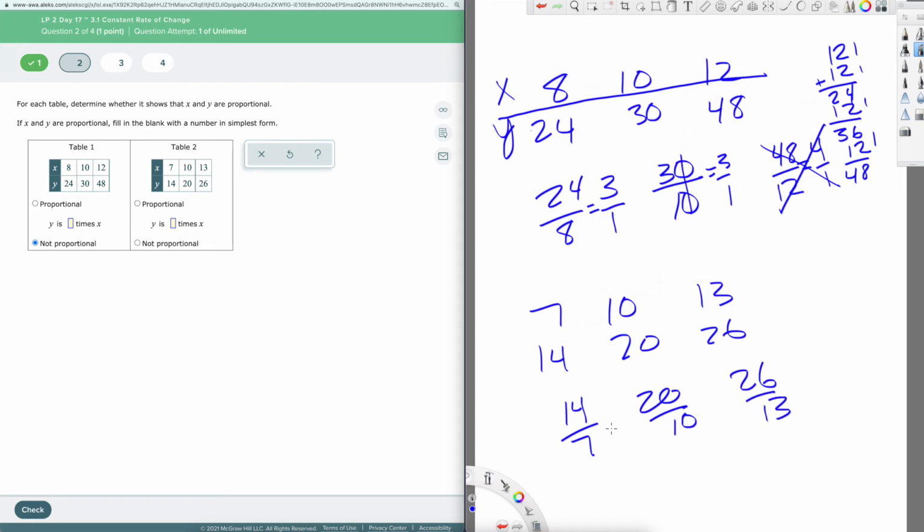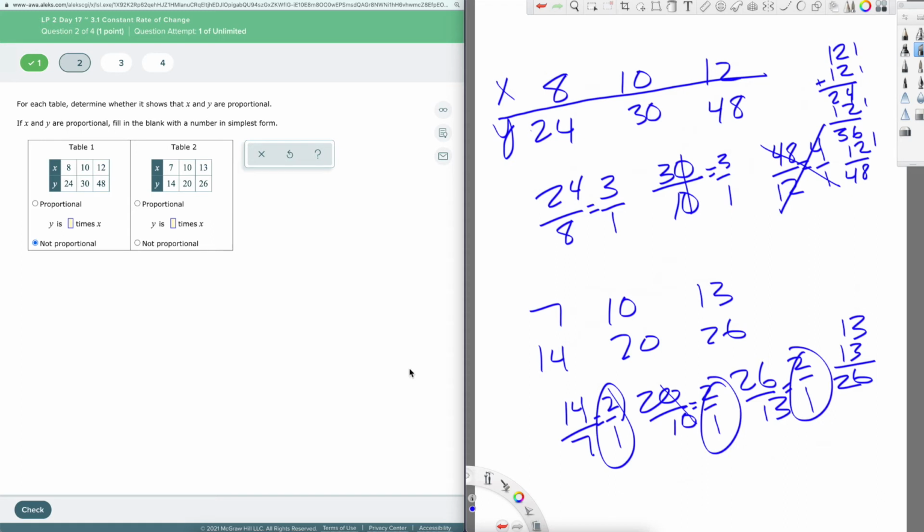So if I reduce this, it would be 2 over 1. They can both divide by 7. These can both divide by 10, right? For 2 over 1. And then 13, if we tried that, 13 plus 13 is in fact 26. So this would also reduce to 2 over 1, because I can divide both by 13. So yay, all three match.